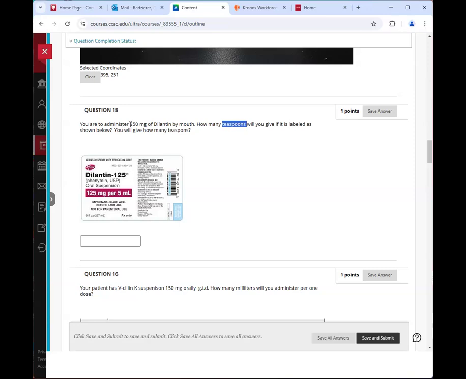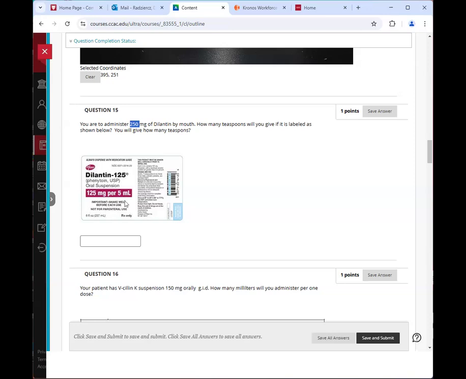So it tells you 250 milligrams or 125 milligrams per 5 ml. So if I'm plugging that into my calculator, I'm going to take 250 over 125, which is 2, then multiply by my quantity, which is 5. So I'm going to get 10 ml, but then I need to convert that to teaspoons. Remember, each teaspoon is 5 ml. So my answer then would be 2 teaspoons.